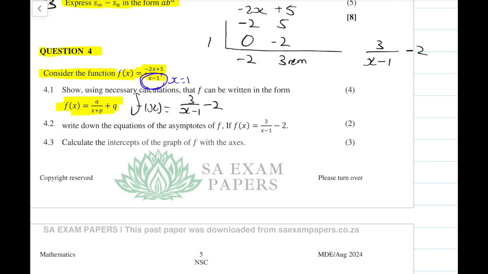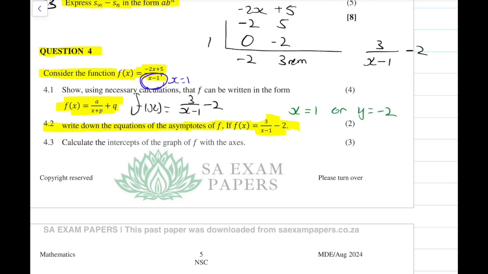It says write down the equations of the asymptotes of f. Okay, so now they've given us that equation. I didn't realize they were going to give that to us. I apologize, I should have read further into that. So our asymptotes here, we know is going to be x equal to 1 or y equal to minus 2.